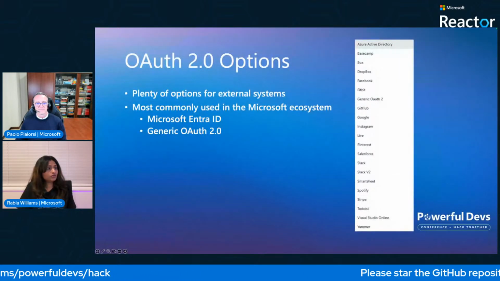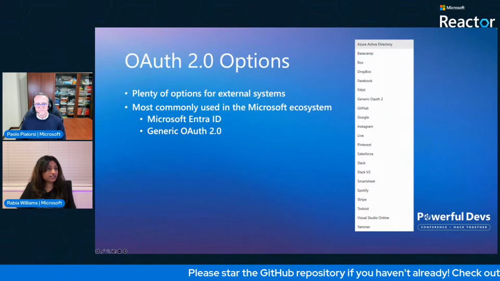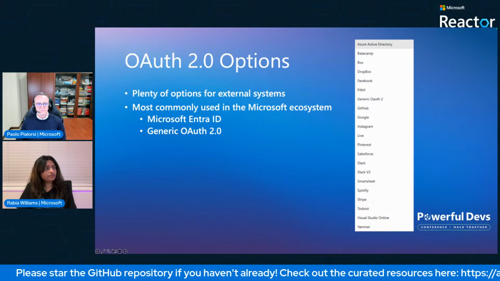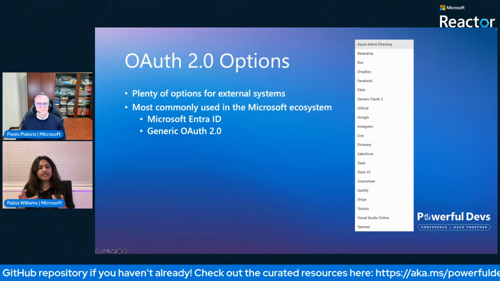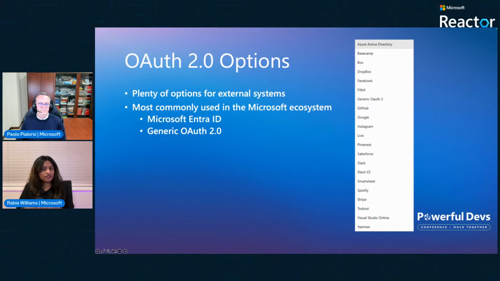You could connect to any external system listed in this particular list. I'm more interested in the Azure Active Directory one today because most commonly in the Microsoft ecosystem, you would connect using Azure Active Directory, which is now called Microsoft Entra ID. Or you could go for a generic OAuth as well to implement your own.